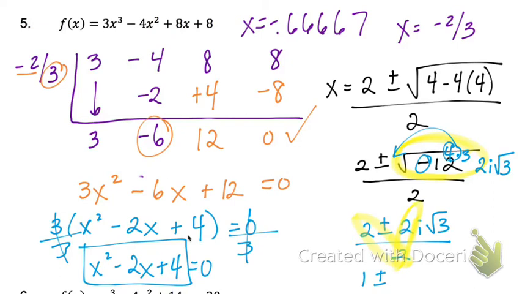The 2 over 2 becomes 1, so 1 plus or minus i root 3. So my answer would be x equals negative 2/3, 1 plus or minus i root 3.